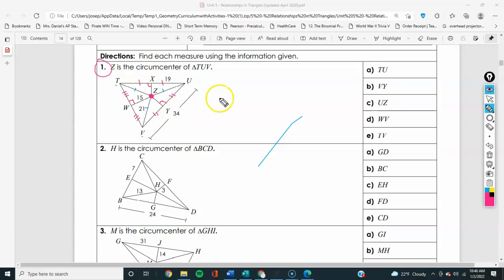So like if this whole length, let's find TU first. So TU. This is 19. Then this piece is 19. So TU is going to be 19 plus 19, which is 38, right? Right, Mr. Terwilliger? Thanks, pal. What about VY? So VY is right here. Well, if the whole length is 34, if I divide that by 2, each piece would have to be 17 because they're equal.